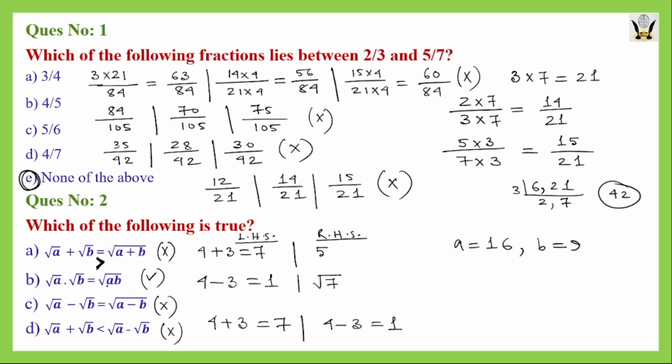The second option is always true, and the third option, what we have seen, is root over a minus root over b is less than root over a minus b, so that is also always true, and that we have to remember. And the fourth option, root over a plus root over b will always be greater than root over a minus root over b. So this is another set of conclusions that we can draw, or another set of relationships that we should remember to save time in the exam.